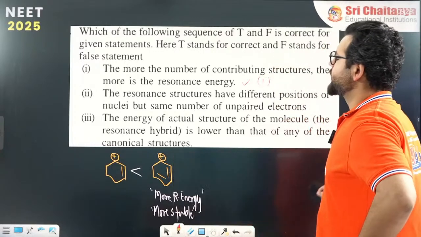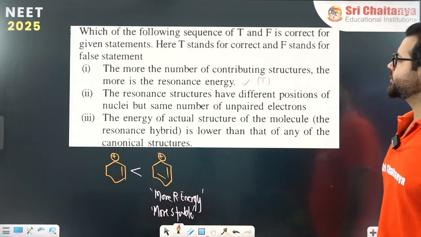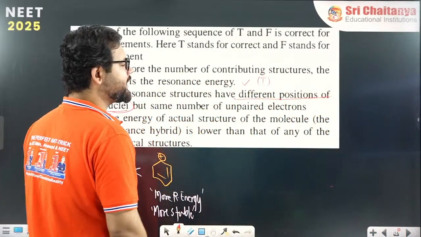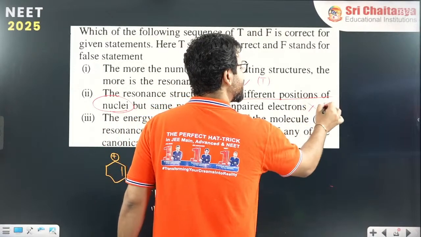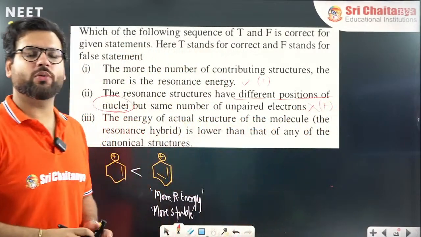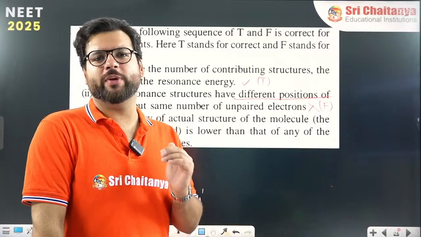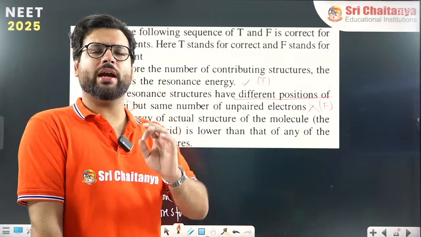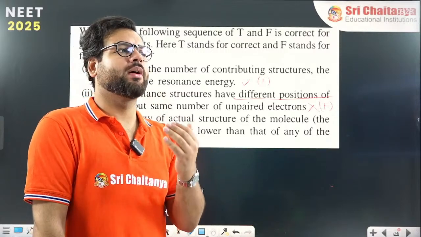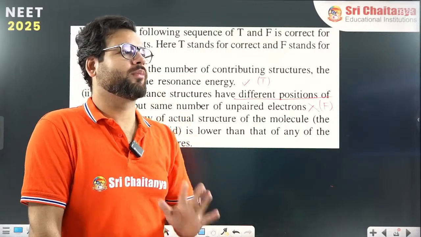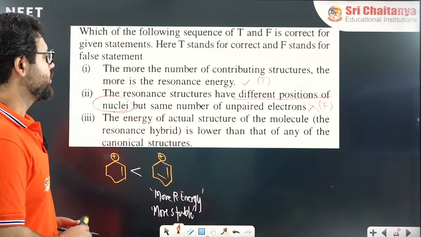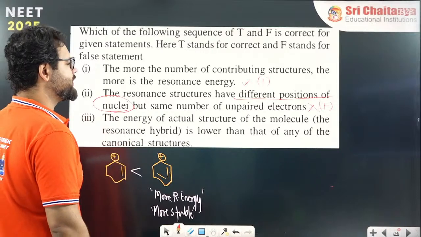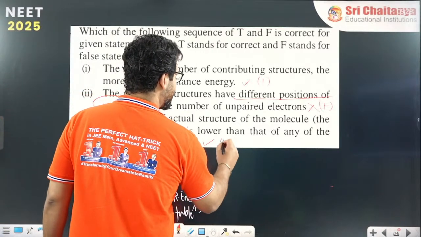Next one says resonance structures have different positions of nuclei. Nuclei means atoms. Atoms must not change their position. In resonating structures, only the pi electrons and lone pairs can change their position. Nuclei means atoms, and sigma bonds must remain at their original position. There should be no change. So that's false. The energy of the actual structure of the molecule, the resonance hybrid, is lower. That is absolutely correct. This is true.